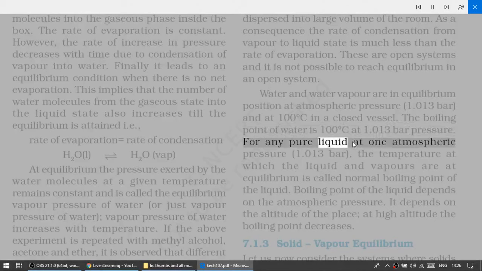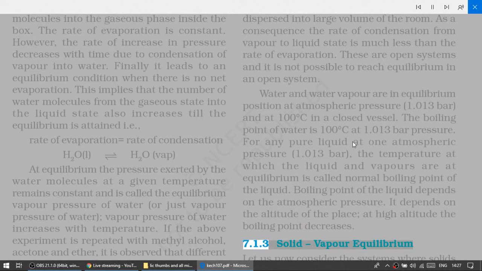For any pure liquid at 1 atmospheric pressure, 1.013 bar, the temperature at which the liquid and vapors are at equilibrium is called normal boiling point of the liquid. Boiling point of the liquid depends on the atmospheric pressure. It depends on the altitude of the place. At high altitude the boiling point decreases.